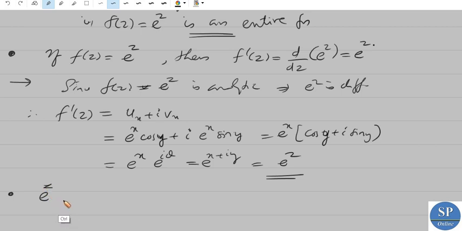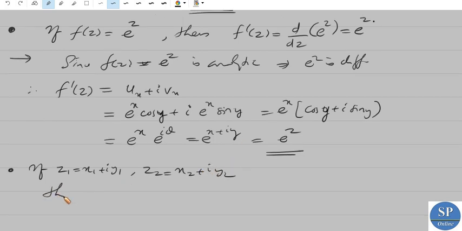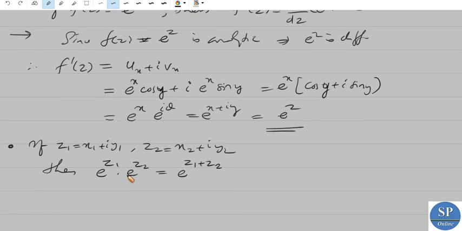Okay, now we can check another property of the exponential function. If z1 is equal to x1 plus I y1 and z2 equal to x2 plus I y2, then exponential of z1 into exponential of z2. In the real case, we know that this is the exponential of the sum of z1 and z2. Here also we can prove e power z1 plus z2. Now we can prove this.